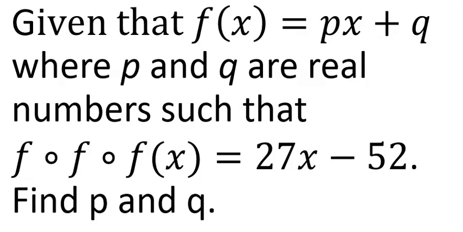Welcome to Otisa Mathematics. In this video, we are given f of x to be px plus q, where p and q are real numbers such that the composite function f∘f∘f is equal to 27x minus 52. We have to find p and q. So let's see how we are going to do this.